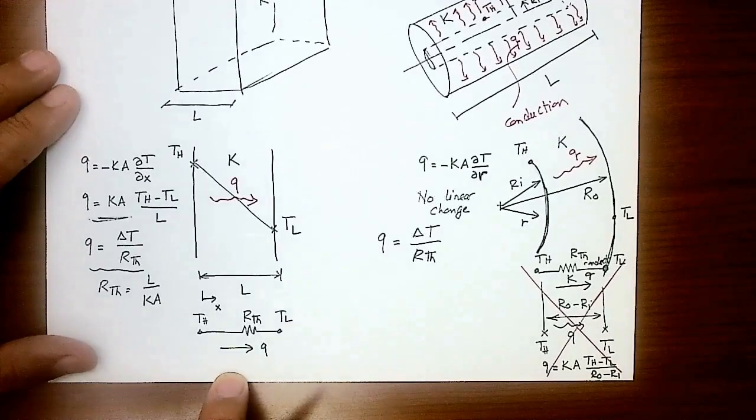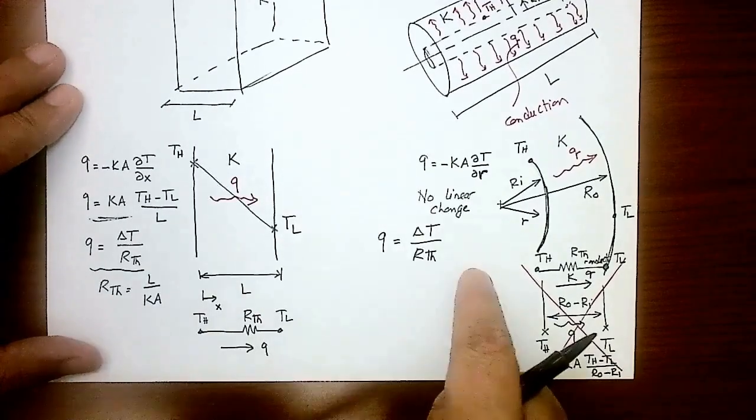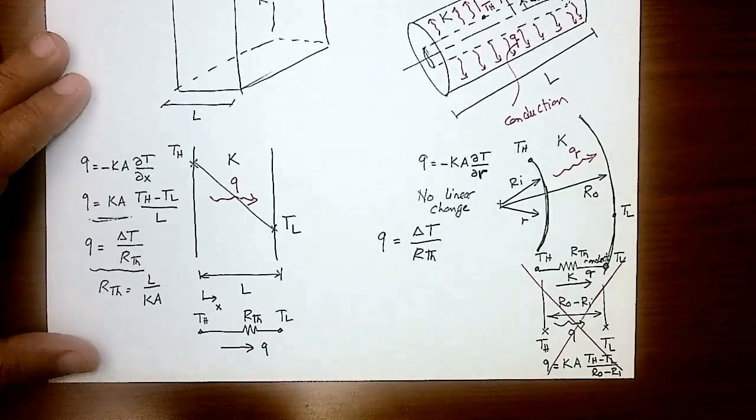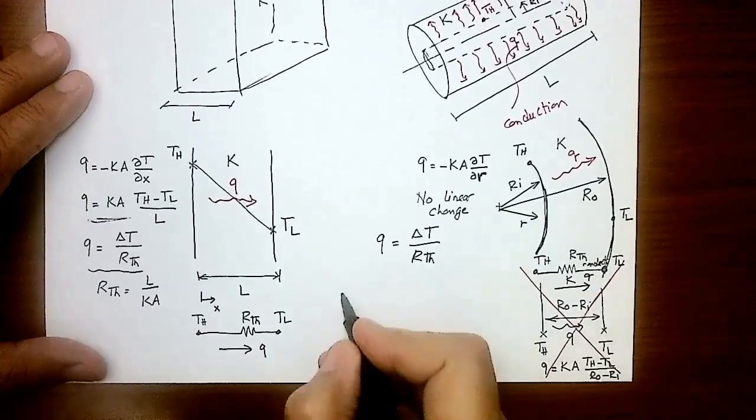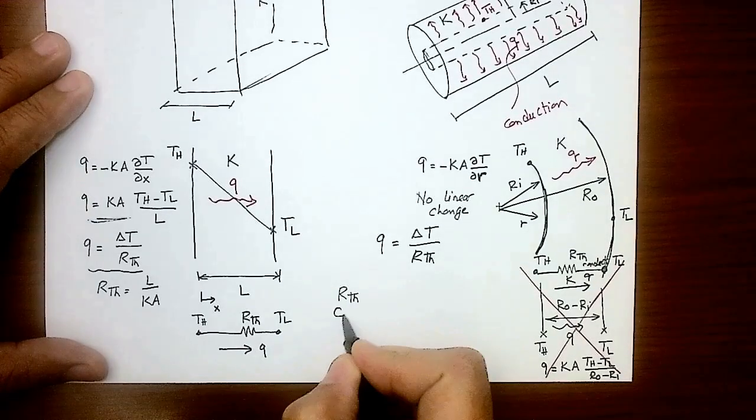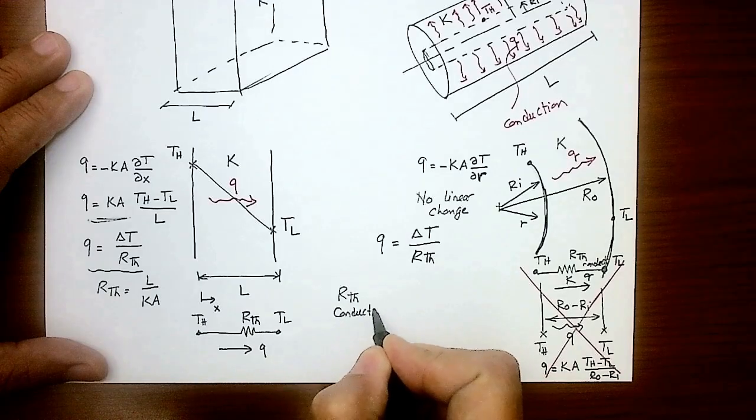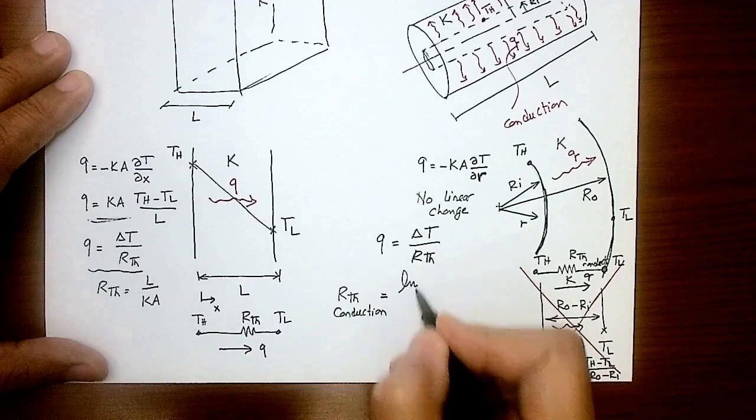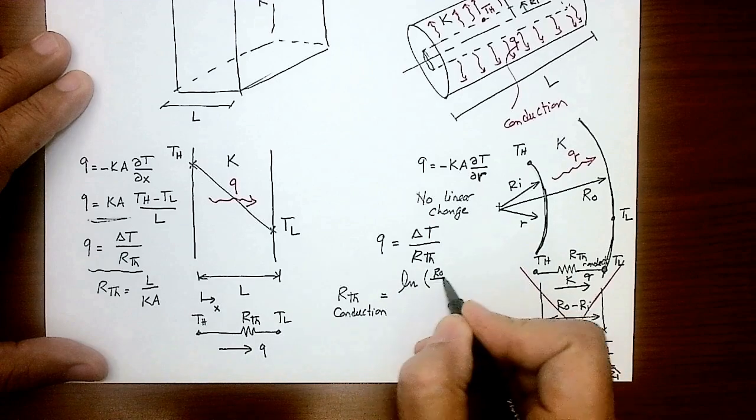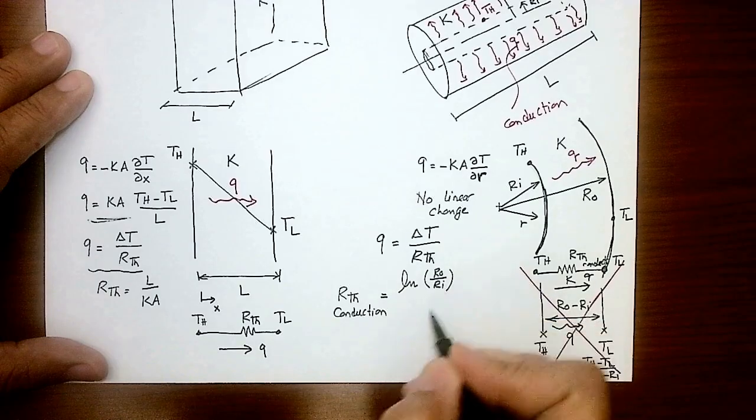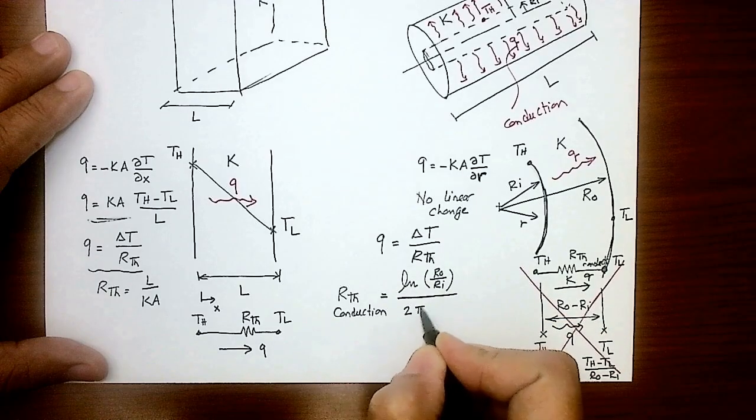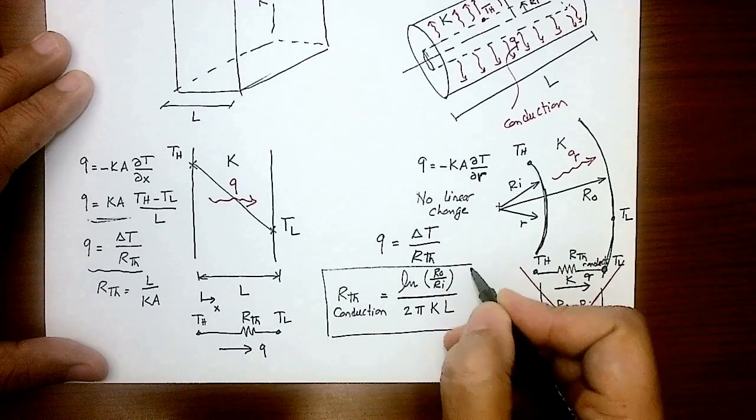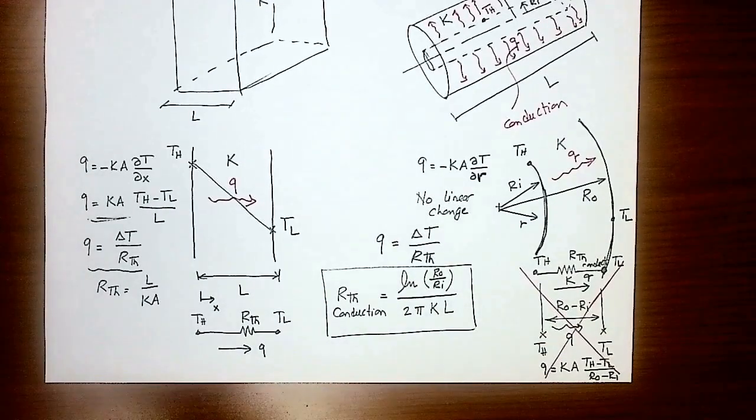But the point is how to calculate the thermal resistance for that case. In this case, I'm not going to derive this equation. It takes longer time. So I'm going to give you the equation and you are allowed to use it. R thermal conduction in the case of the cylinder is equal to natural log of the outer radius divided by the inner radius, that's a ratio, divided by 2 pi KL. So this is given to you right now.